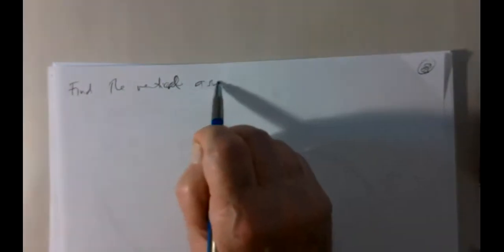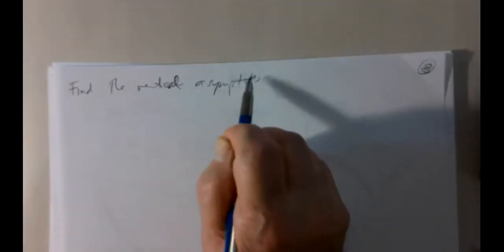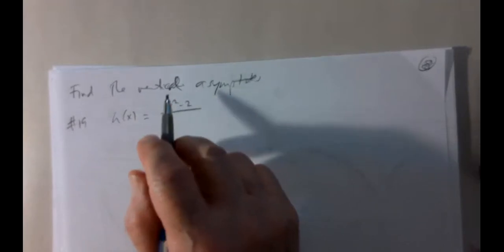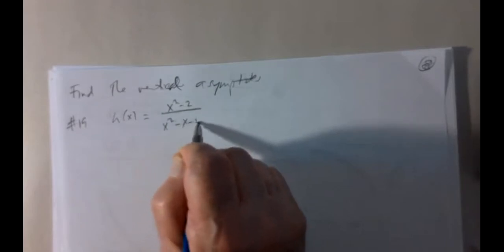Let me try and pick a couple that aren't so obvious. So we have some problems where we want to find the vertical asymptotes. So number 19, h of x is x squared minus 2 over x squared minus x minus 2.